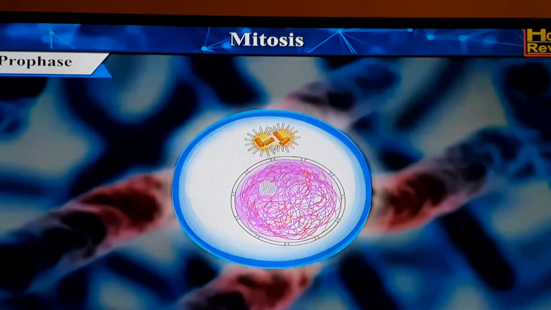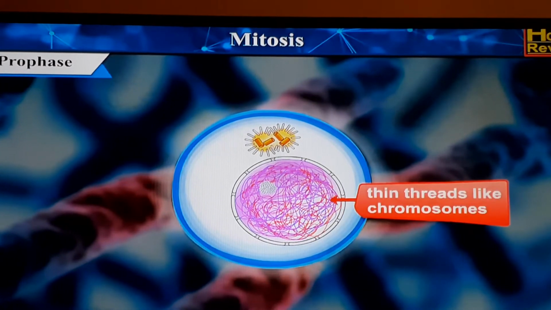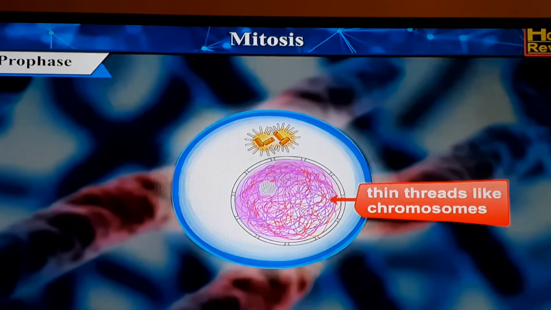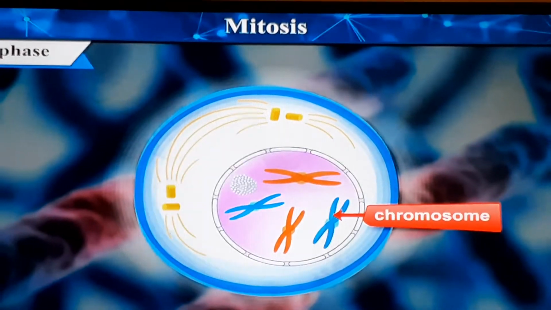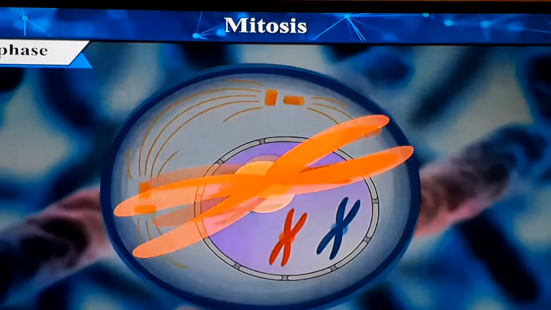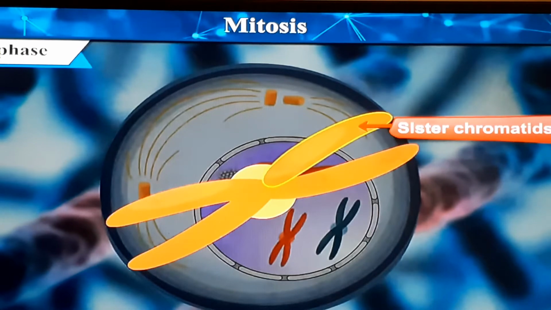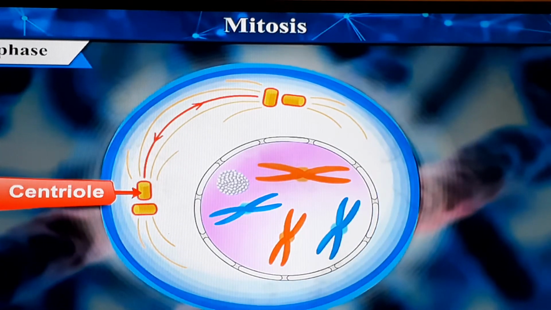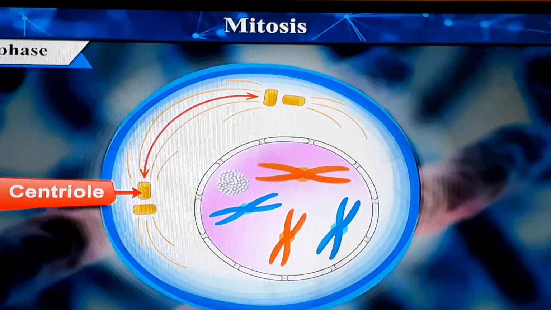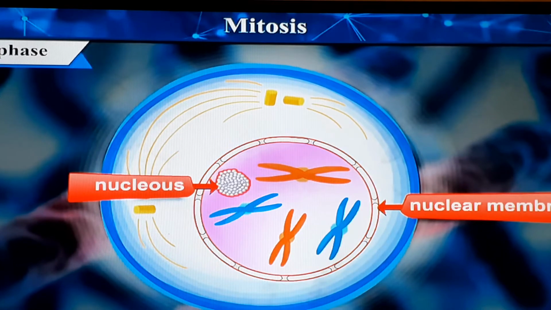A. Prophase. In prophase, condensation of basically thin, thread-like chromosomes starts. Due to this, they become short and thick and they start to appear along with their pairs of sister chromatids. Centrioles duplicate and each centriole moves to opposite poles of the cell. Nuclear membrane and nucleolus start to disappear.